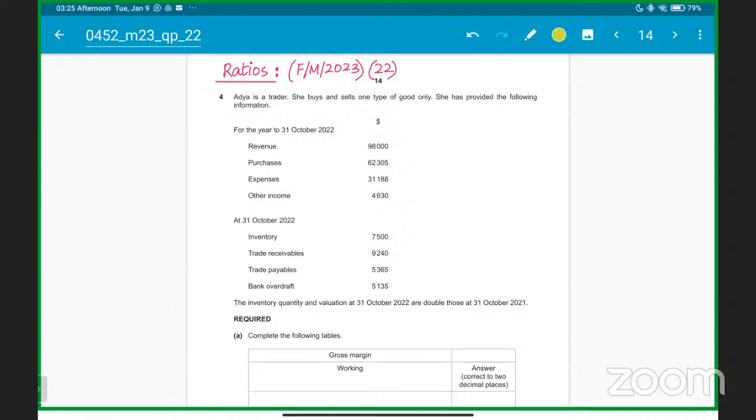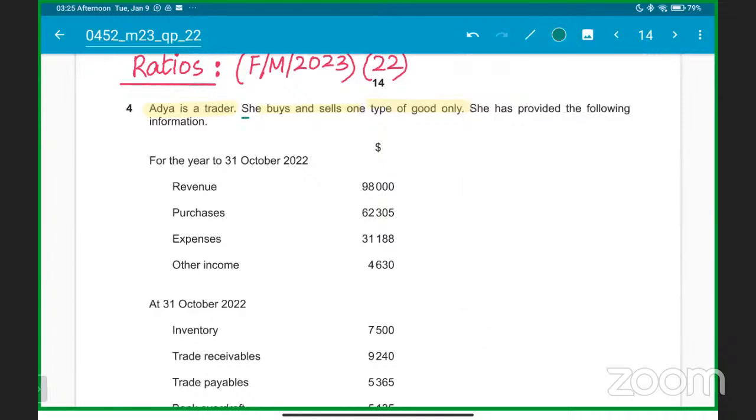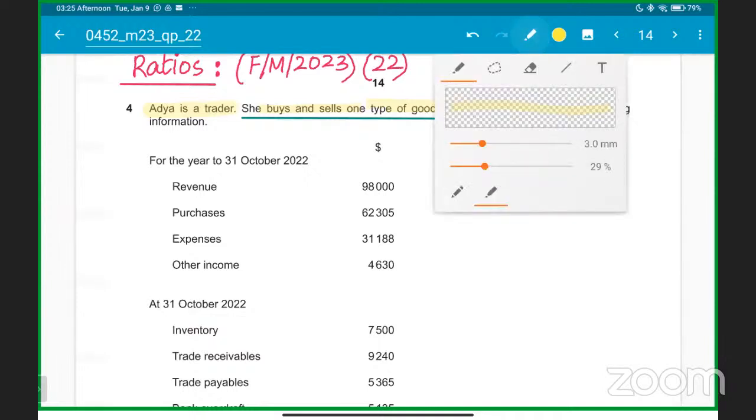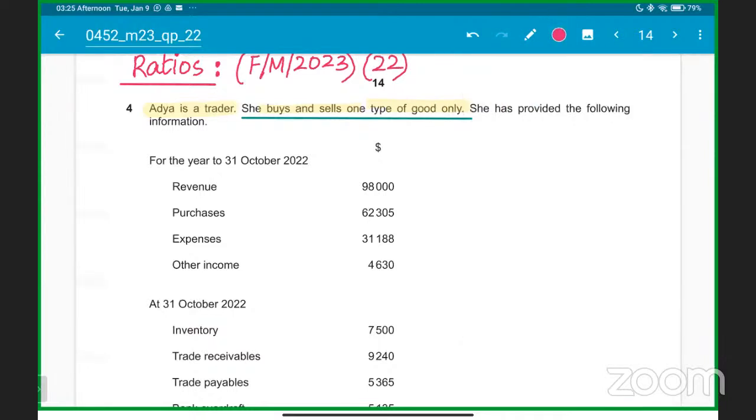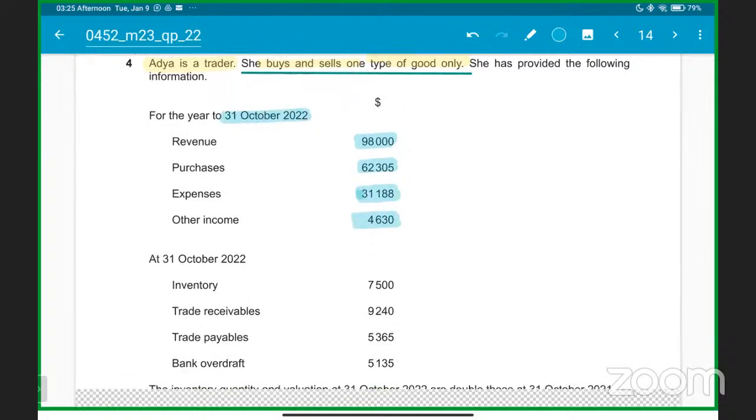Okay. So there is this person, Adia. Adia is a trader. She buys and sells one type of goods only. That is Adia. She is a trader. She has provided the following information for the year ended 31st October 2022. So we have been given the revenue, purchases, expenses, other incomes. Okay, so this is for the year ended 31st October 2022.